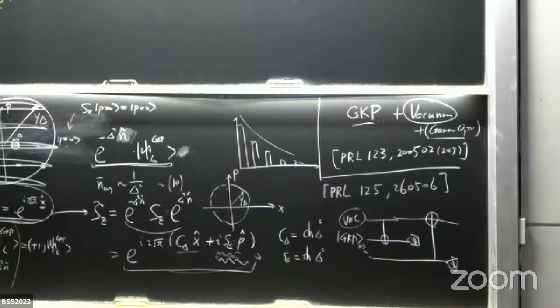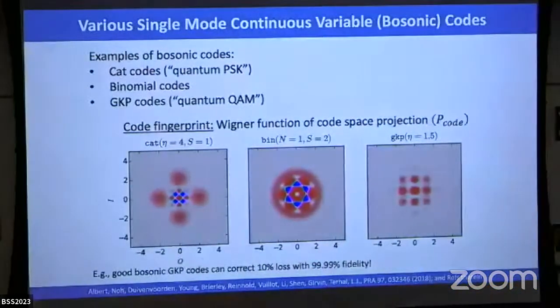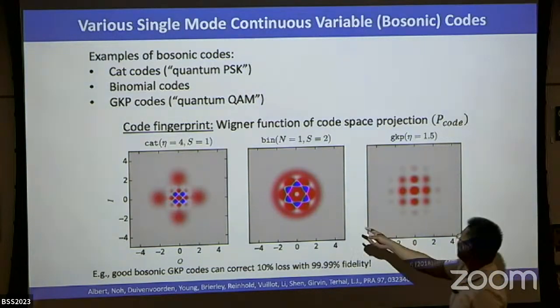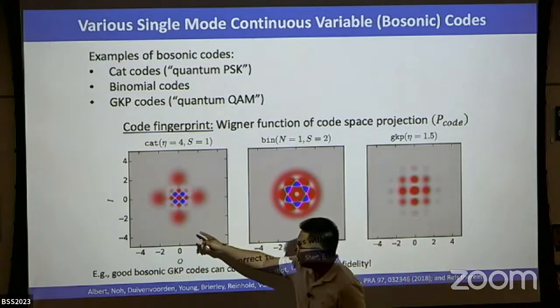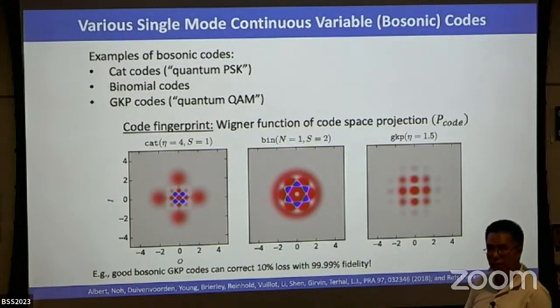Now let's have two more topics to go. One is about code optimization, which is about experimental implementation. Now we have these cat codes, binomial codes, GKP codes. What I'm plotting here is the Wigner function of the code projection operator.